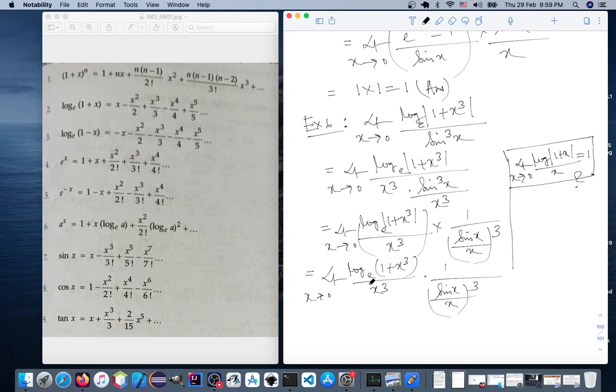Now this is a general form. As you can see, we don't have x, but we have x cube, and we also have x cube here. So x cube tends to 0 when x tends to 0. So we can now apply the standard result. This is 1. So please ignore this.